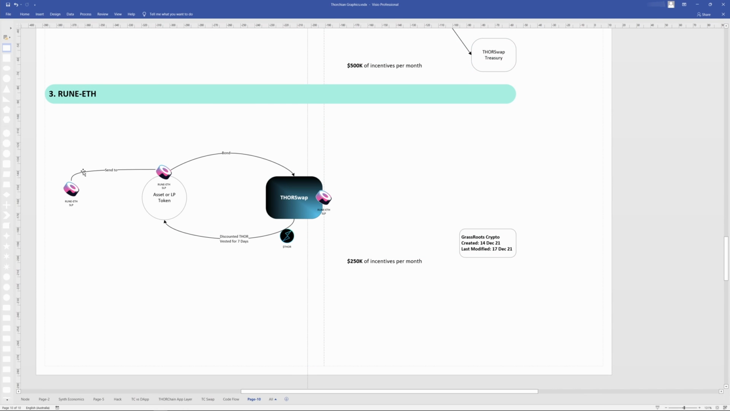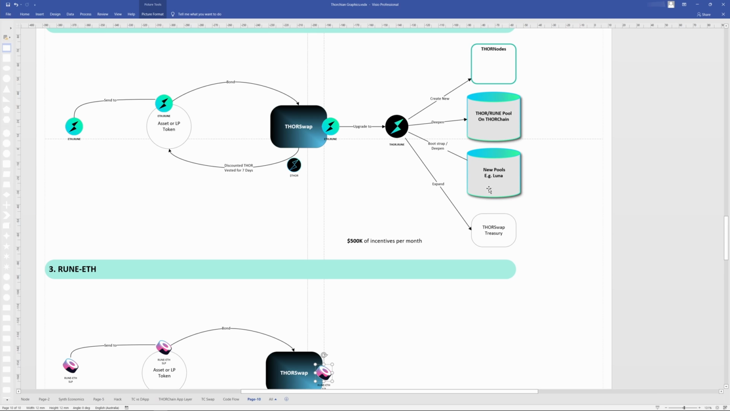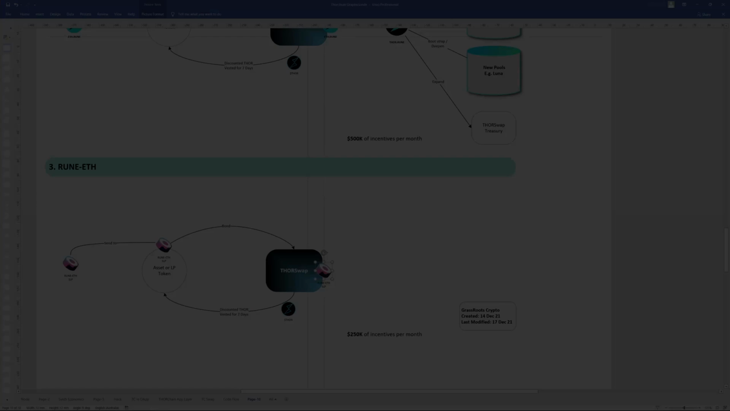Lastly, we have Rune ETH. And this is where you take your Rune ETH SLP from Sushi, bond that in to get discounted Thor over the same vesting period. There's $250,000 worth of incentives per month for this one. And with the SLP token that THORSwap get, they can take the Rune component and upgrade that to do any one of these four things we talked about before. They can use parts of that to bootstrap new pools or also to expand their treasury.